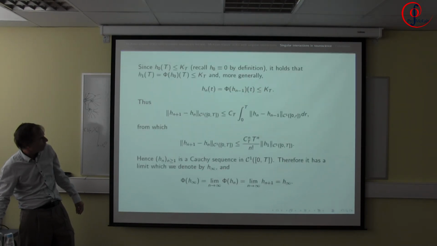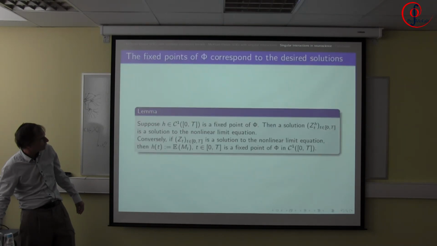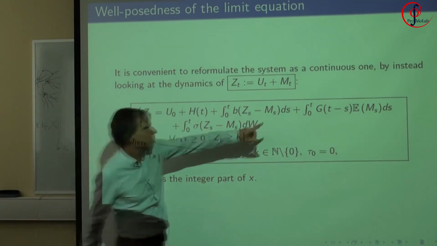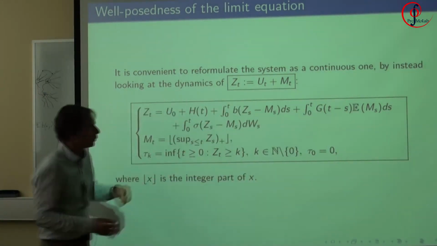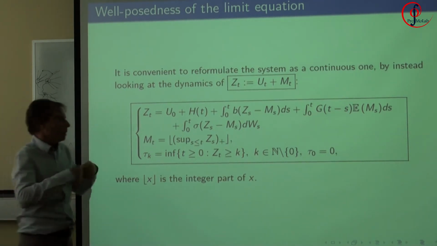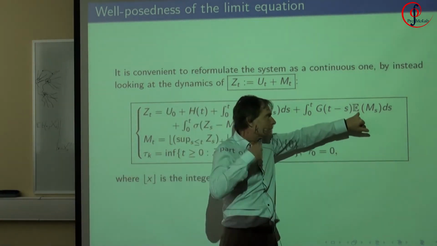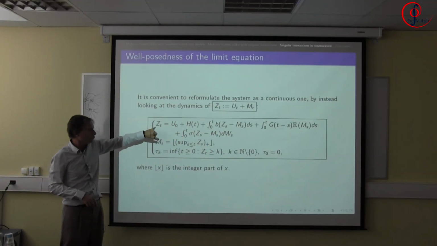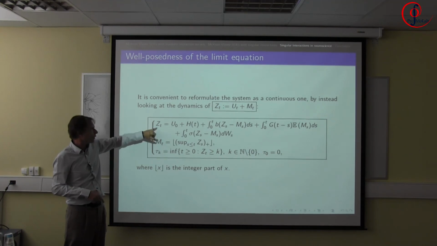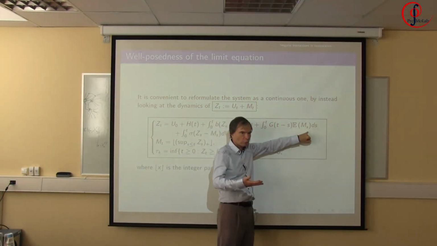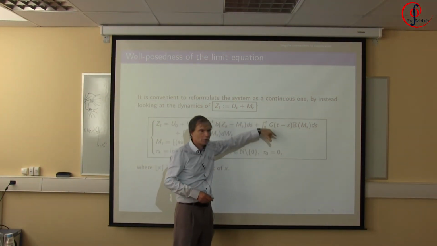So you have your limit system here, depending on the expectation of a certain function of the process. You start with any distribution. Then you compute the expectation with respect to this distribution. You plug the value into the dynamics. You look at the probability distribution of the dynamics. Then you compute again the expectation of the same functional of the process. You plug it again into the dynamics and so forth.